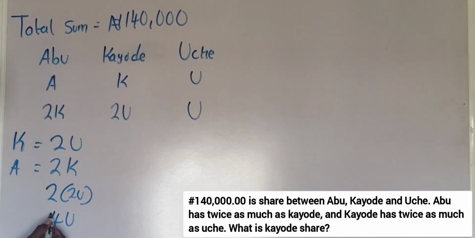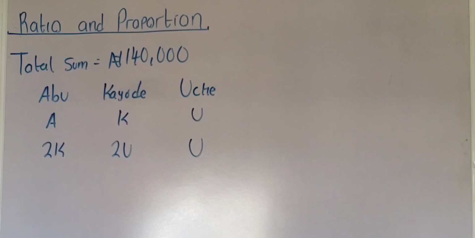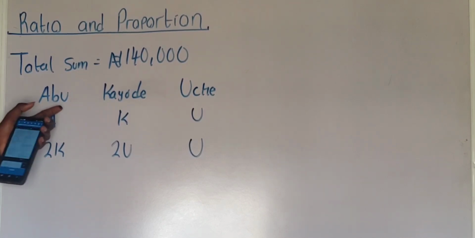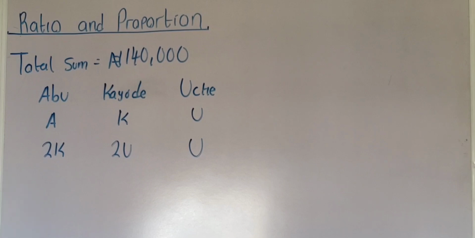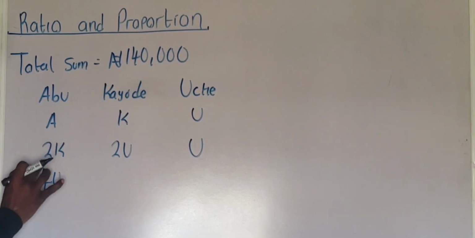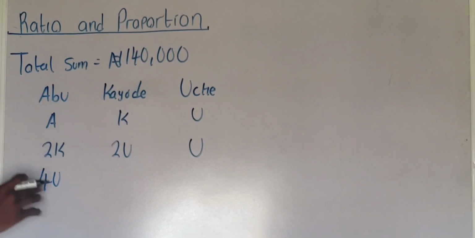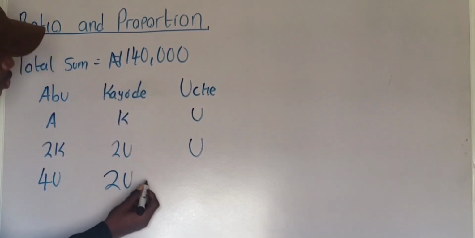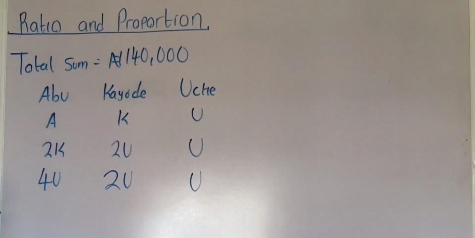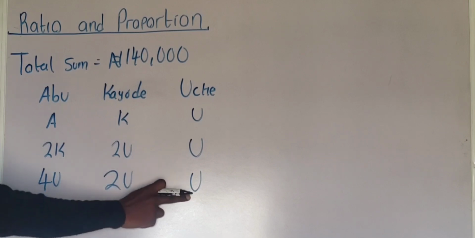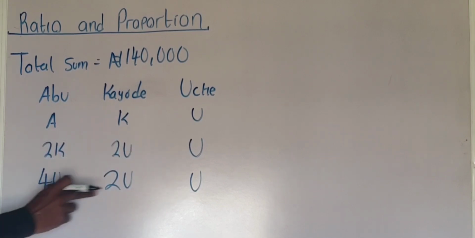So that means that Abu's share now is 4u in terms of u. If I express Abu's share in terms of Kayode's share, in another instance, that is 4u. You see, what I'm doing is that I'm expressing Abu's and Kayode's shares in terms of Uche's share. So Abu's share now will be 4u. You understand? Because 2 multiplied by 2u will be 4u. This still remains 2u and this remains u. So now, if I know Uche's share, I can easily determine Abu's share and Kayode's share.